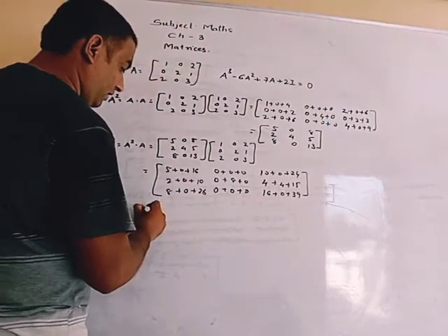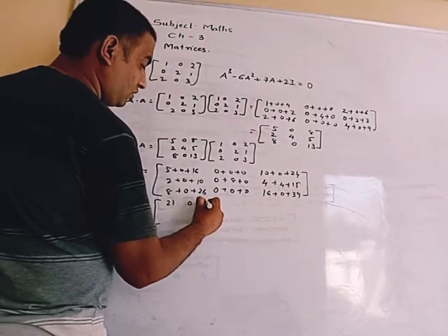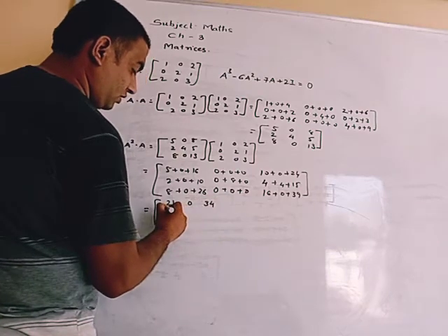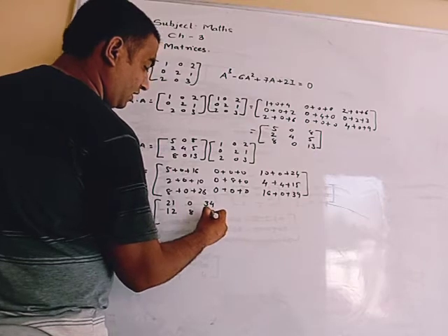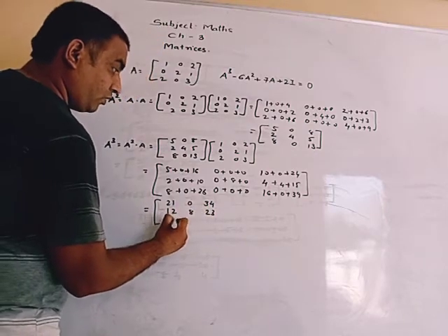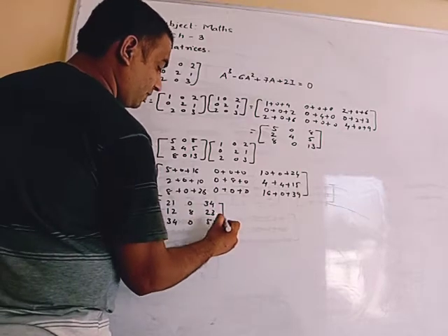And so we get 21, 0, 34; 12, 8, 23; 34, 0, and 55.